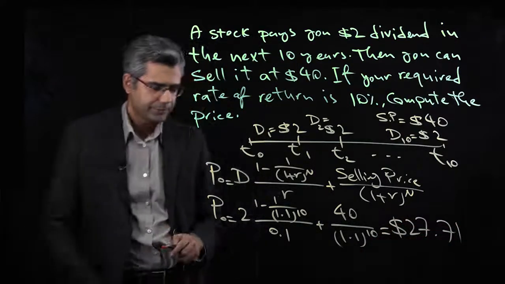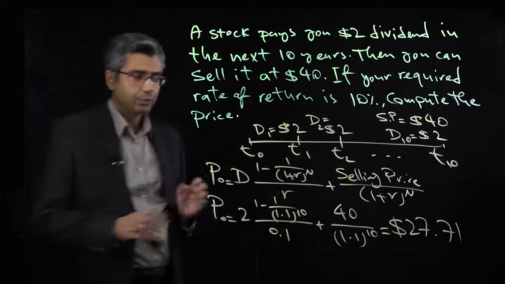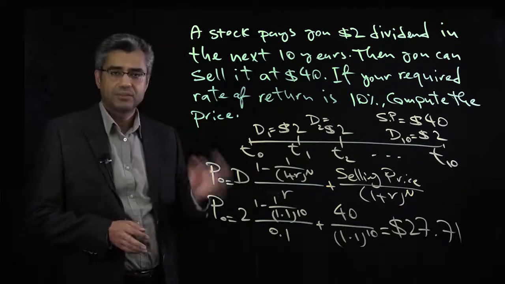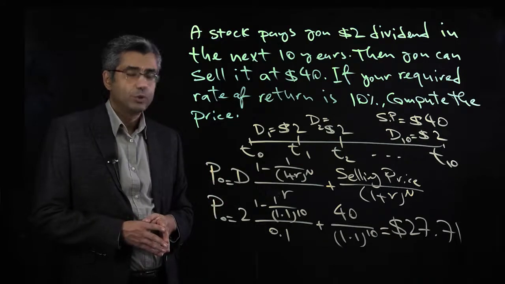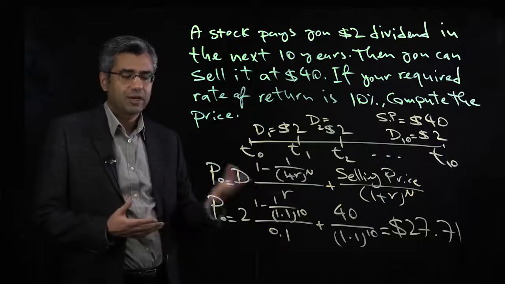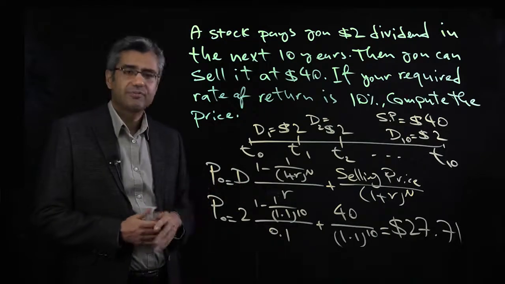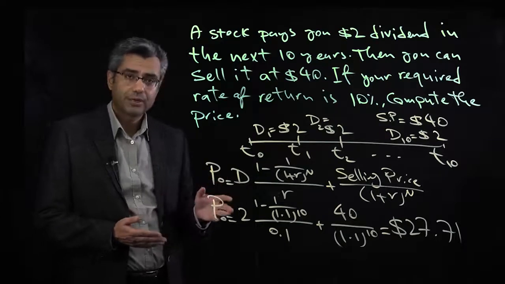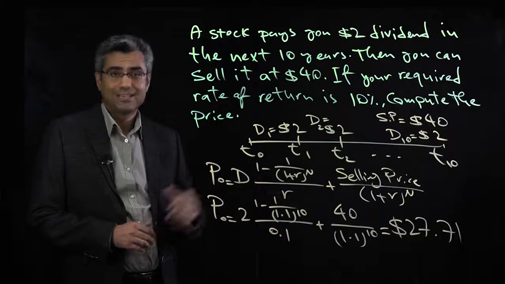$27.71 US. This means that if a broker is offering this stock to you at, let's say, 28, 30 or more, you won't buy it because it's overpriced. It means if you buy the stock at a higher price, you will earn less than 10%. And if a broker is offering you the same stock at a lower price, it's underpriced, so you will buy it because you will earn more than 10%.